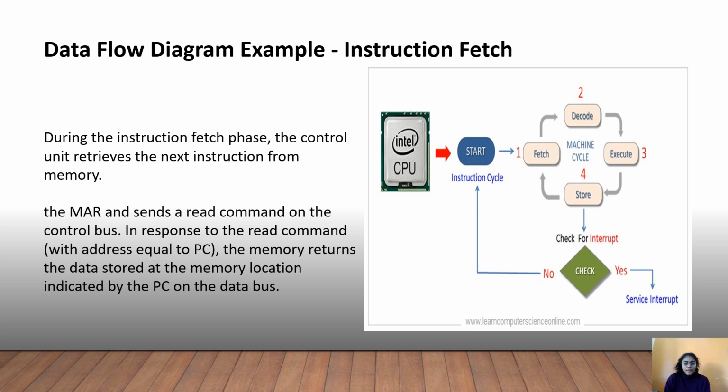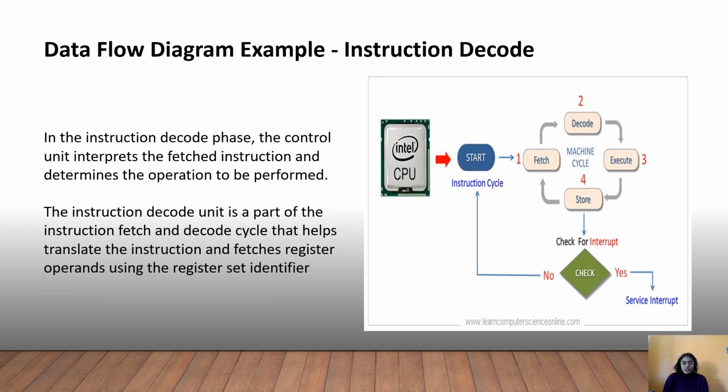Let us see some examples of data flow diagrams. That is instruction fetch. During the instruction fetch phase, the control unit retrieves the next instruction from the memory. The MAR sends a read command on the control bus. In response to the read command, the memory returns the data stored at the memory location indicated by the PC on a data bus.